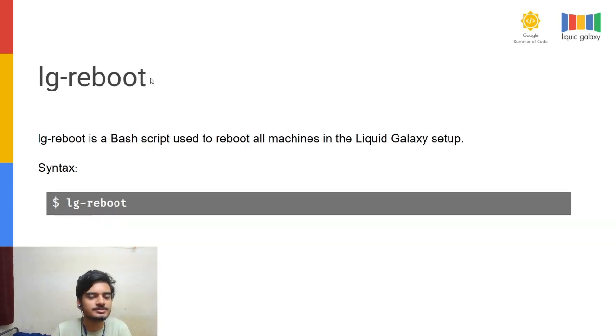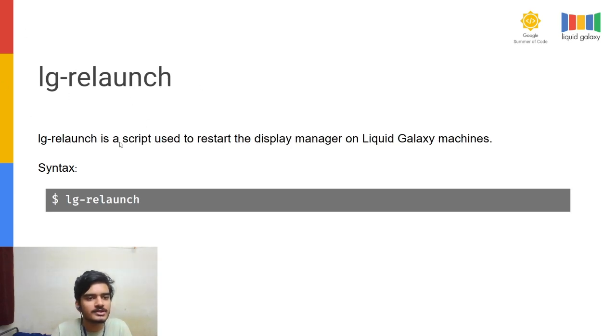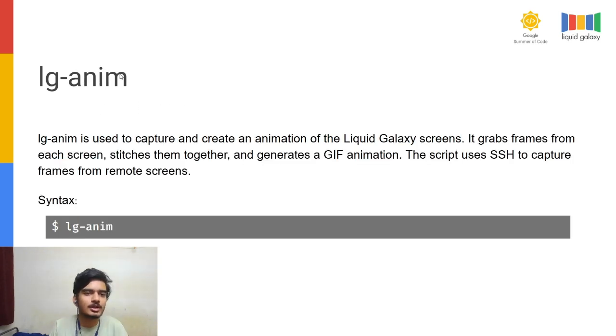The next is LG reboot. This command, as the name suggests, is used to reboot all the master and slaves. What LG relaunch does is it relaunches the Liquid Galaxy on the Google Earth that is running on the Liquid Galaxy. This is much faster as compared to reboot. So the next command is LGNM.